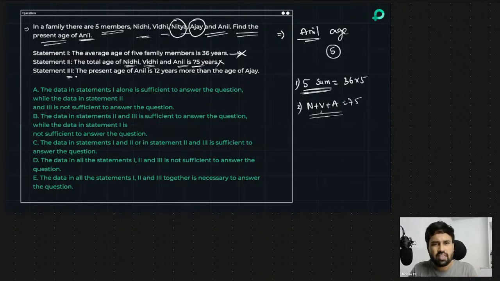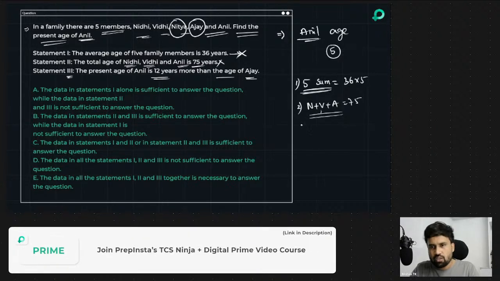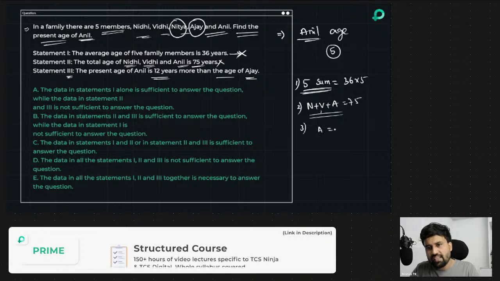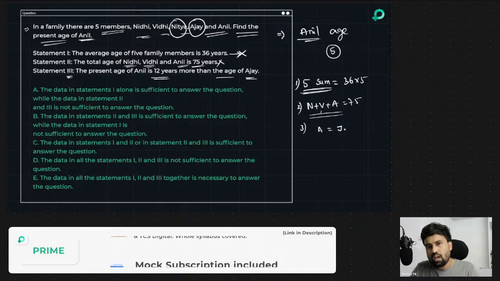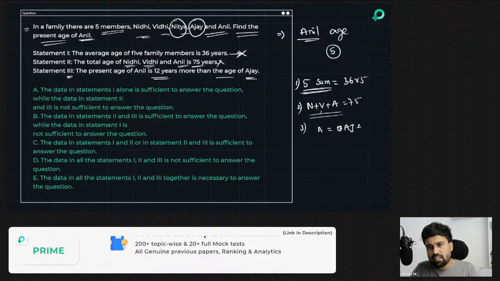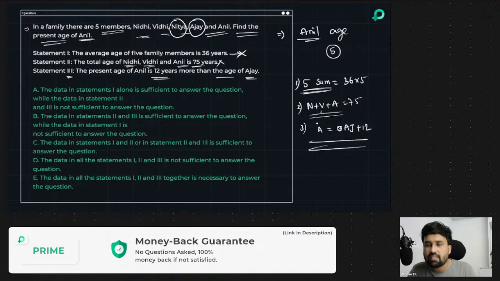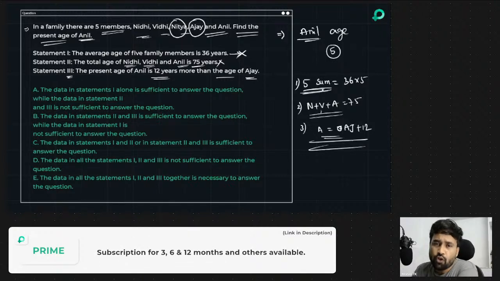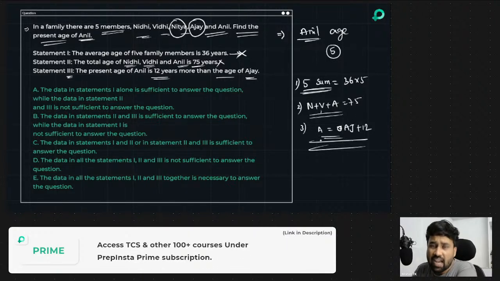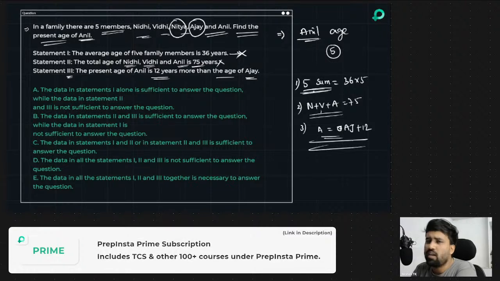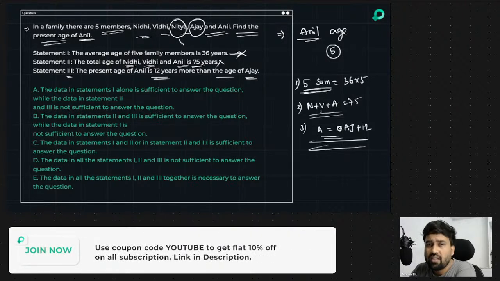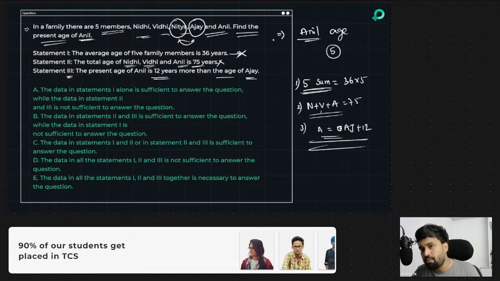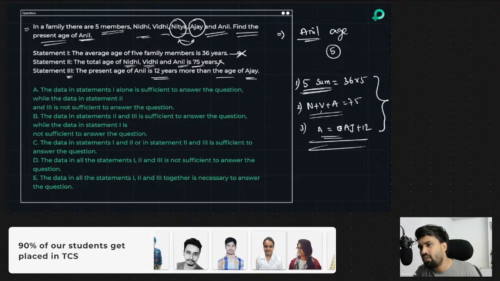Just go to statement 3. The present age of Anil is 12 years more than Ajay's. So the third statement says Anil's age is equal to Ajay plus 12. Even with statement 3 alone, we can't find it. If you knew Ajay's age, you could find Anil's age, but you don't know Ajay's age. See, we have 5 variables, but we have 3 equations.